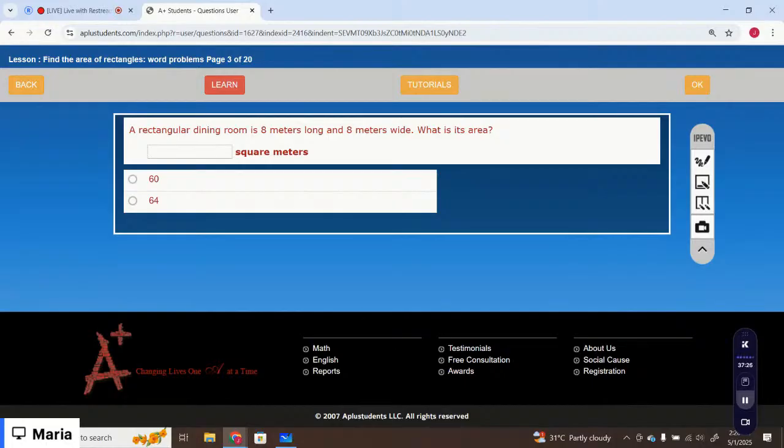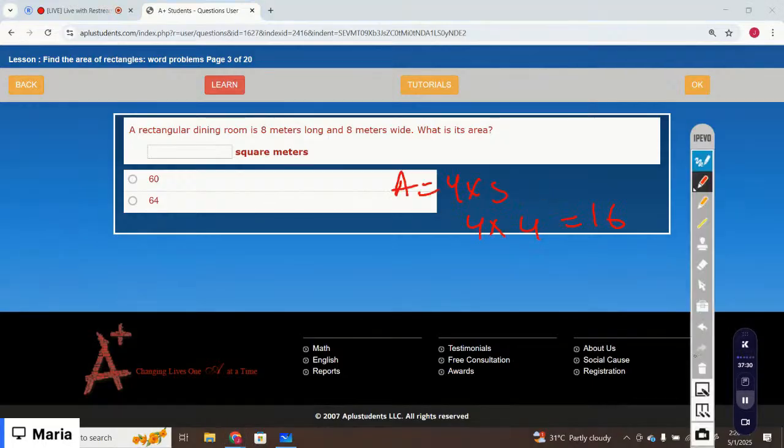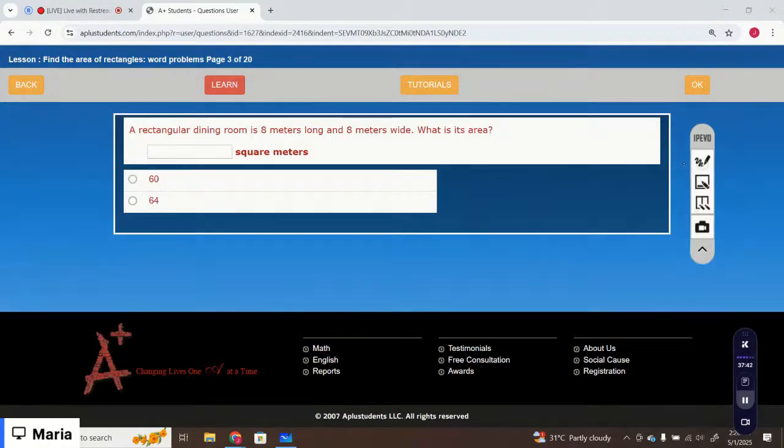A rectangular dining room is 8 meters long and 8 meters wide. What is its area? So the area of the rectangle is length times width. That is 8 times 8. Very good. The correct option is 64 square meters. Option number 2 is the correct option.